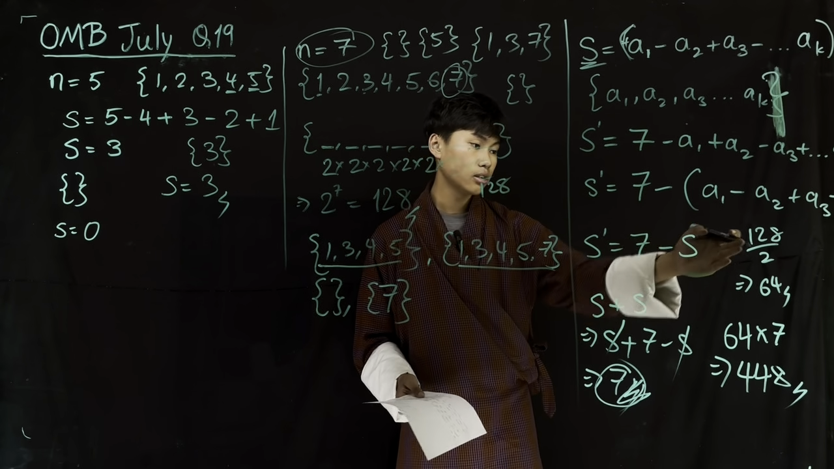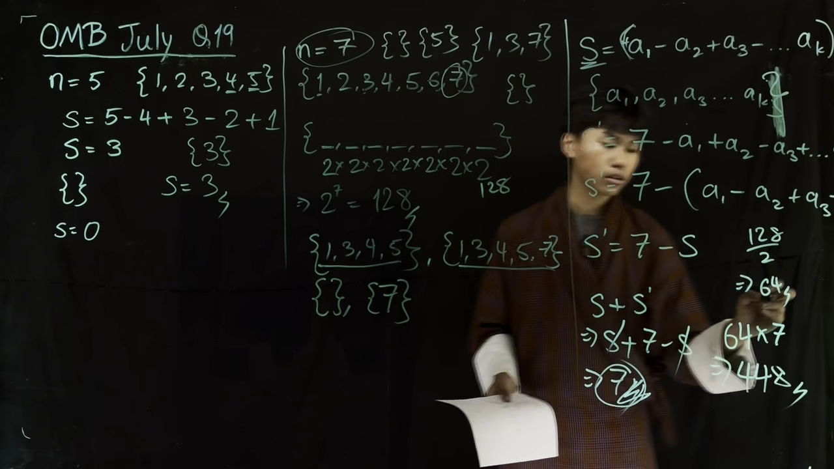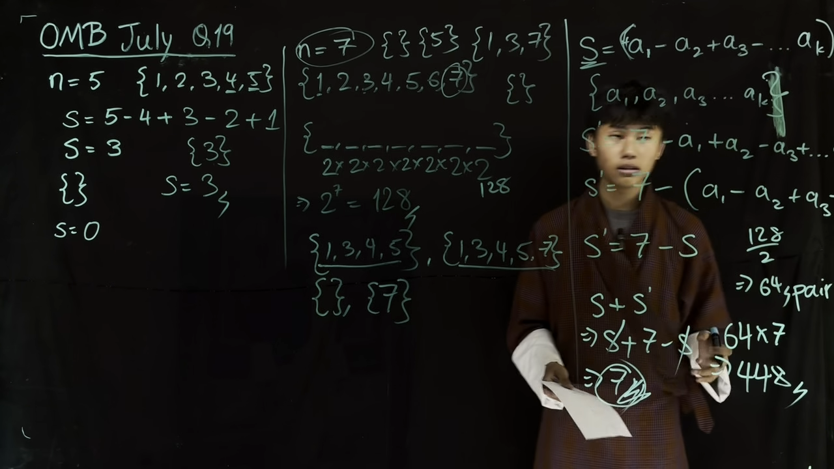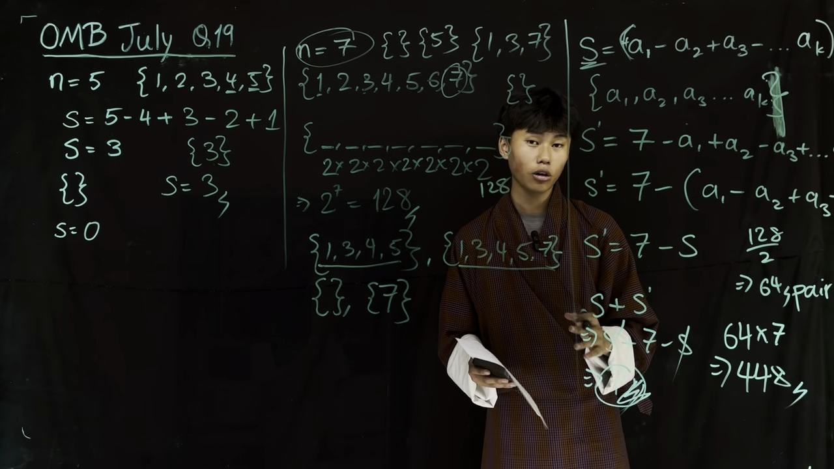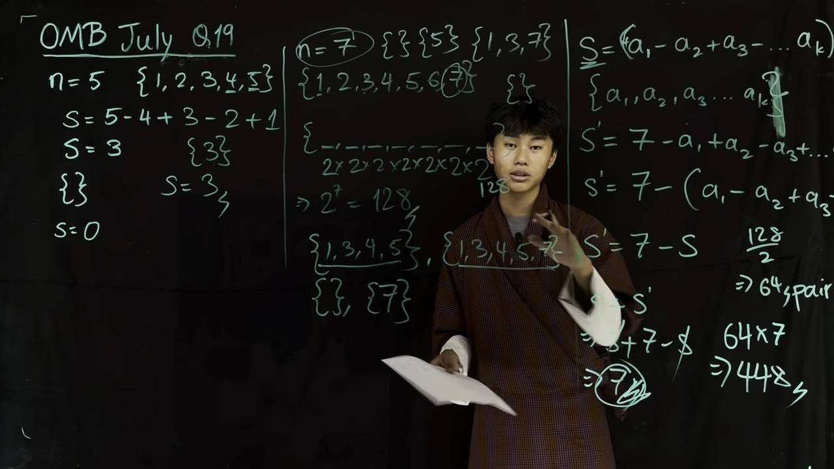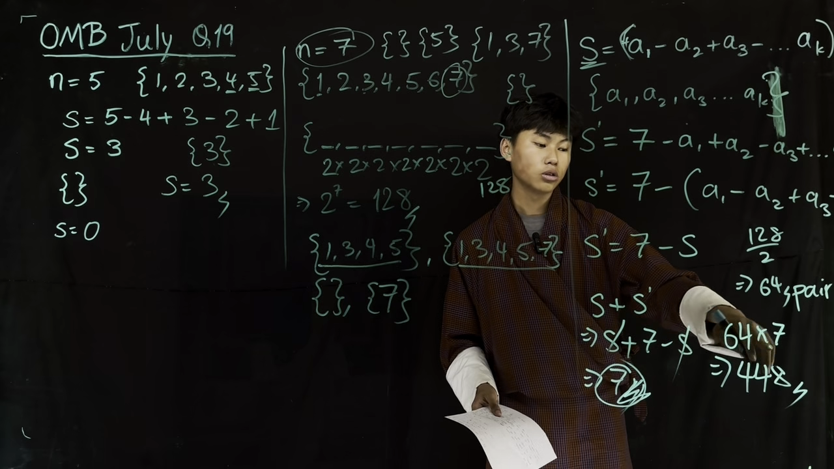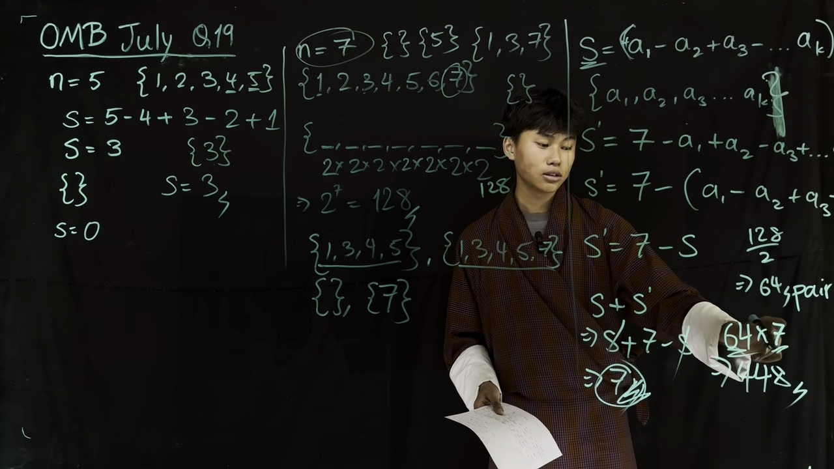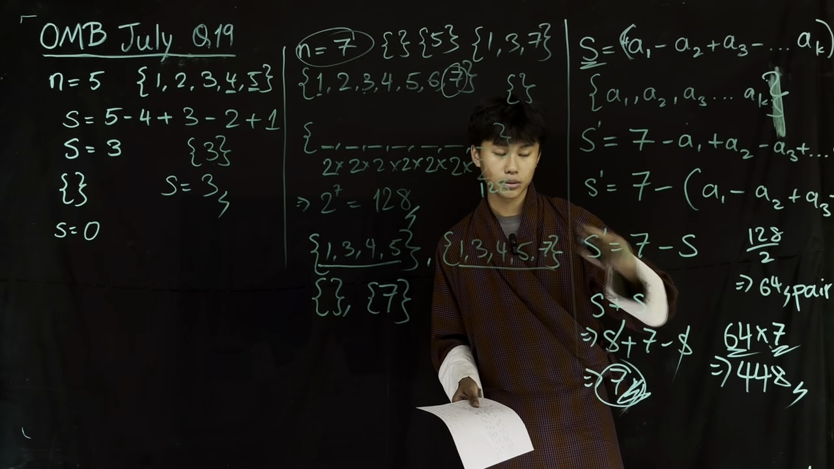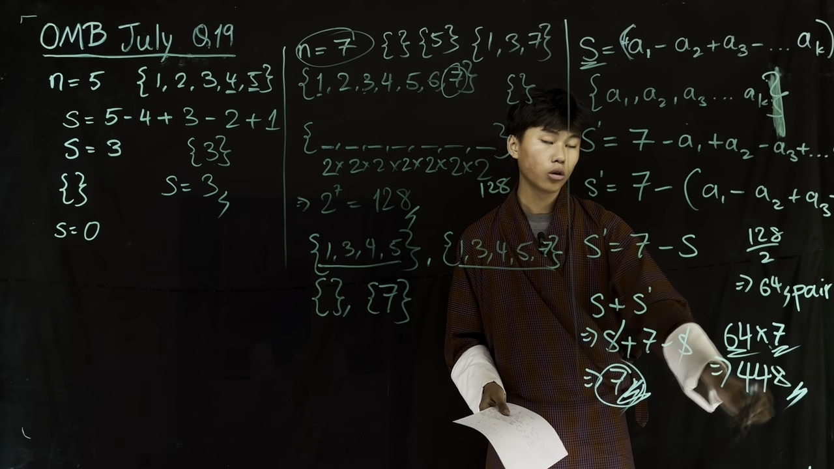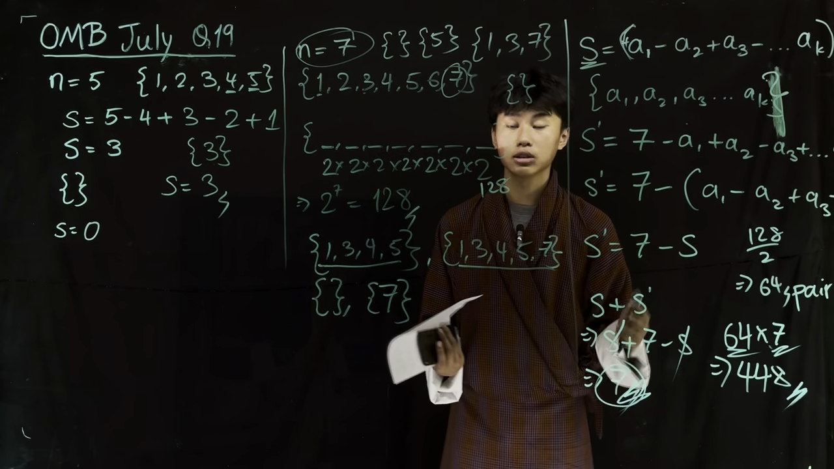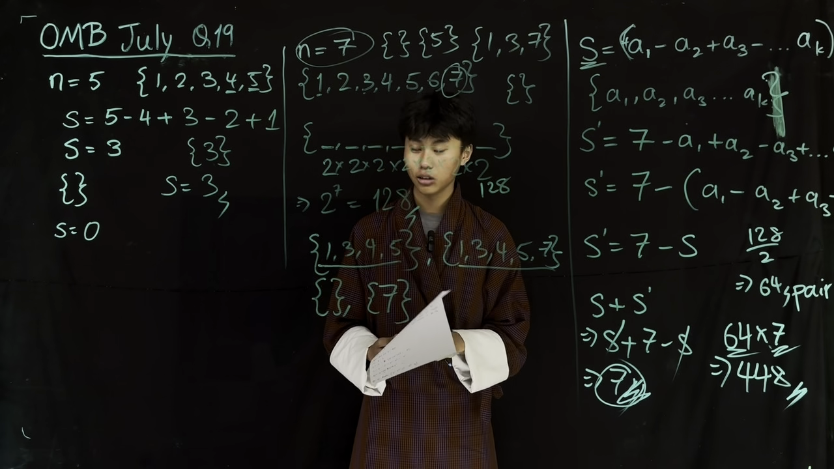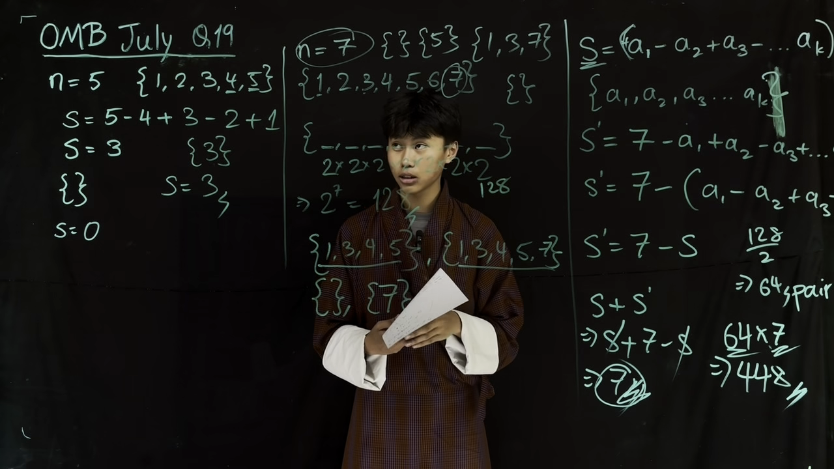So 128 divided by 2, you get 64 pairs. Am I right? 64 pairs. So what do you want to do if you want to find the total sum of all the alternating sums of all of the subsets? Well, you do 64 times 7. 64 is the total number of pairs. 7 is the sum of the alternating sum of the pair, which gives you 448 as your total sum. So I hope that sums up the solution.